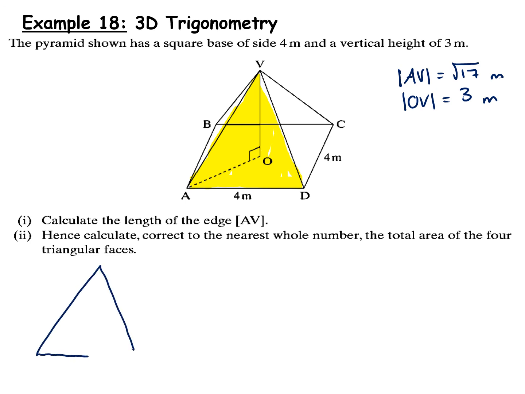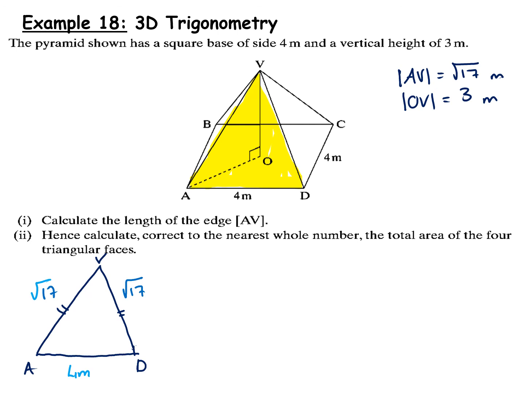Given how a pyramid works, this will have to be an isosceles triangle. That's A, D, and V. The base is 4 meters. AV we've worked out, and it's root 17, and DV is also root 17. We want to work out the area of the shape, but all we know are the 3 sides.